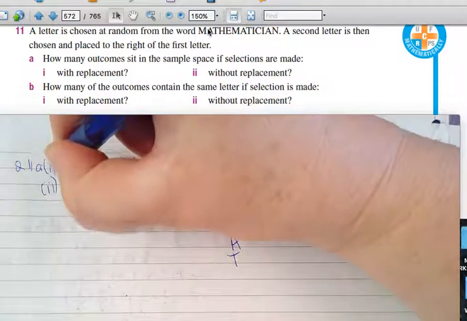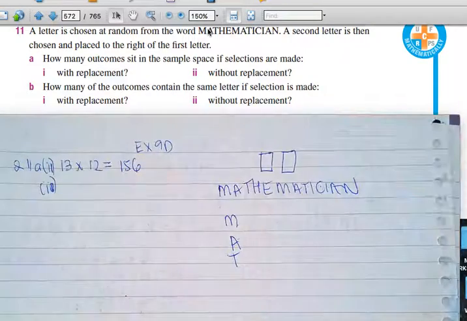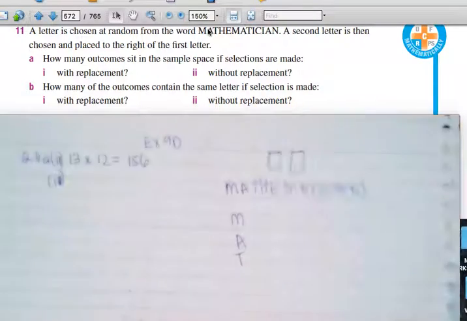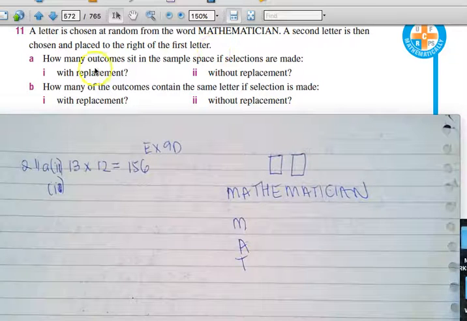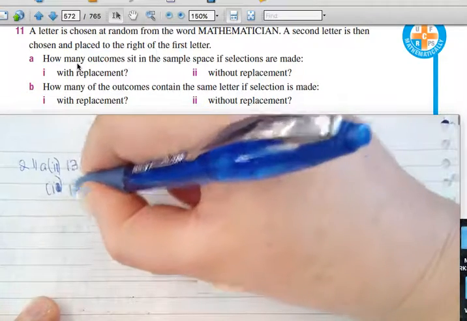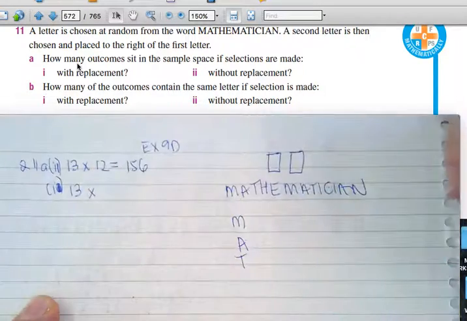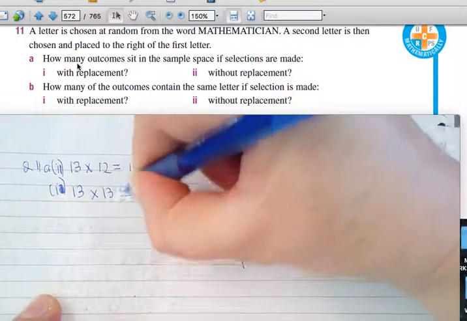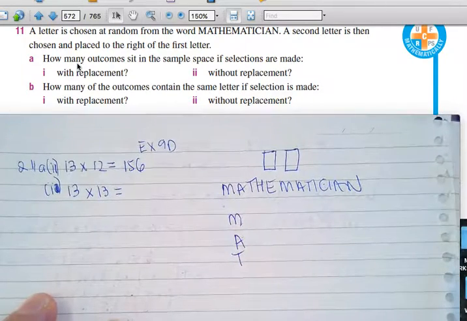That's number 2. Okay, you pick up the first card. There it is. You leave it on the table. You pick up the second card. That's without replacement. With replacement, if you pick up the first card, look at it, put it back, pick up the second card. What have you got? 13 for the first and 13 for the second. Sorry, didn't read it properly.